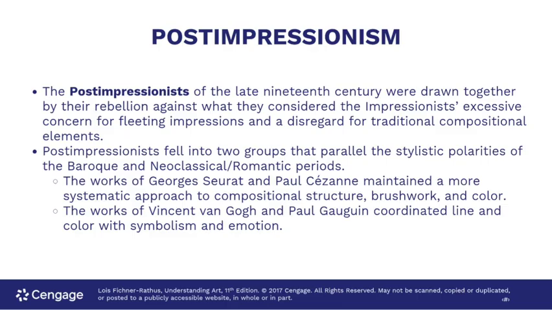And now we're moving into post-impressionism. The post-impressionists of the late 19th century were drawn together by their rebellion against what they considered the impressionists' exclusive or excessive concern for fleeting impressions and a disregard for traditional composition elements. Post-impressionists fell into two groups that parallel the stylistic polarities of the Baroque and the neoclassical/romantic periods. The works of Georges Seurat and Paul Cézanne maintained a more systematic approach to compositional structure, brushwork, and color, and the works of Vincent van Gogh and Paul Gauguin coordinated line and color with symbolism and emotion.